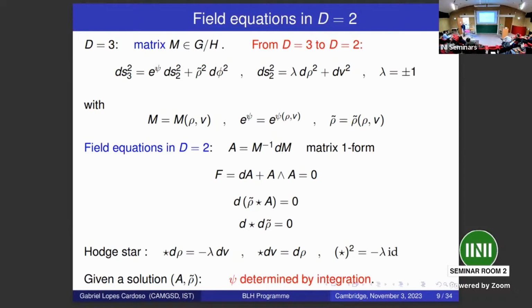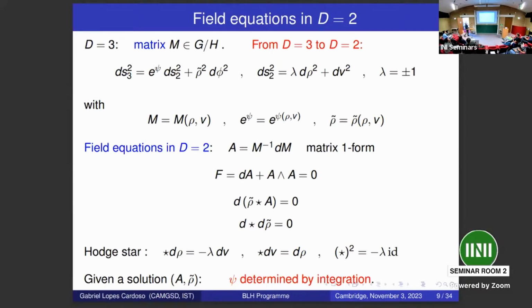Now you go down from 3 to 2 on a further isometry. So you write down your 3-dimensional line element in the usual fashion. There is going to be an isometry direction here, which I call phi. And then there are going to be warp factors associated to that. There's going to be the warp factor in the isometry direction here, which I'm denoting by rho tilde. And then there's a 2-dimensional metric here. Now, in 2 dimensions, you can take this metric to be conformally flat. So there's a warp factor here, psi, that's the conformal warp factor of the metric in 2 dimensions. And here is the flat 2-dimensional metric.